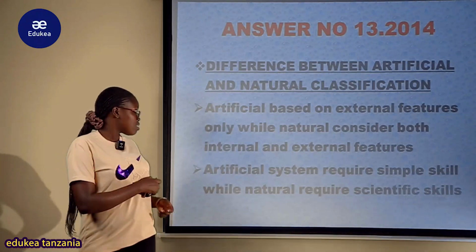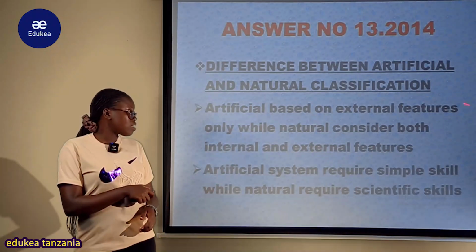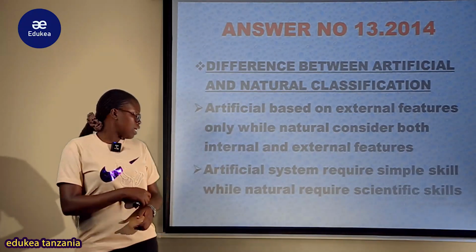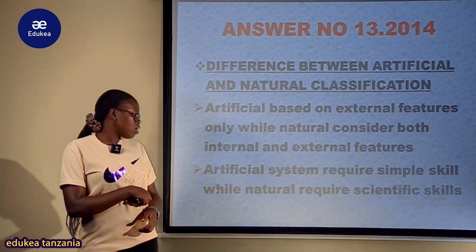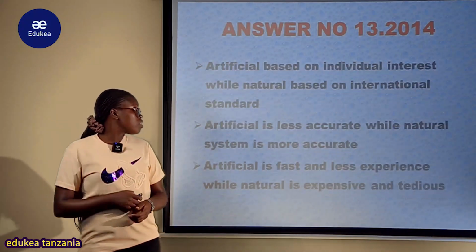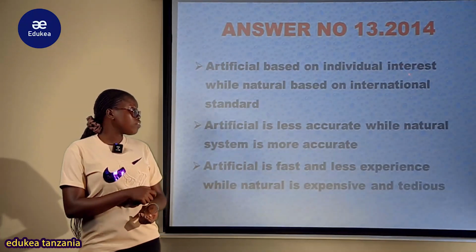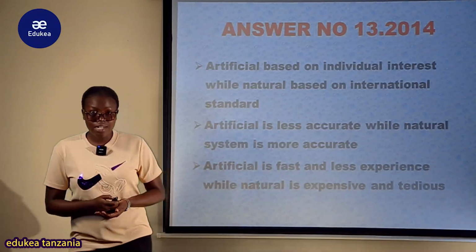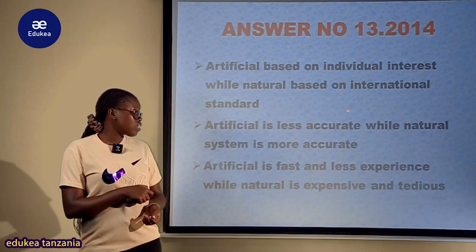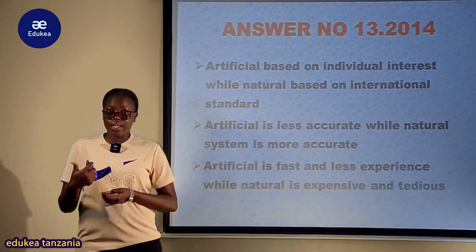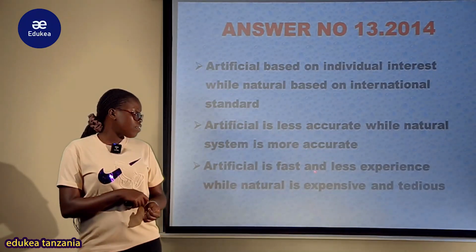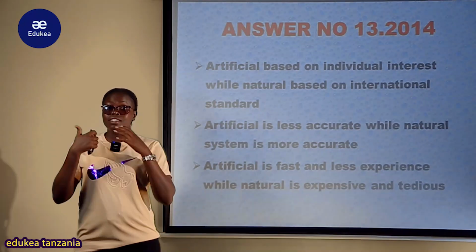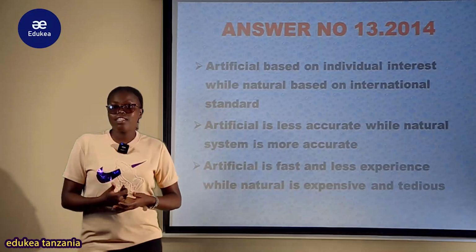Now, let us see them. Artificial is based on external features only, while natural considers both internal and external features. Second one, artificial system requires simple skill, while natural requires scientific skills. Also, artificial is based on individual interest, while natural is based on international standard. La nyingine, artificial is less accurate, while natural is more accurate. And the last one is artificial is fast and less expensive, while the natural is expensive and very tedious. Not only tedious, very tedious.